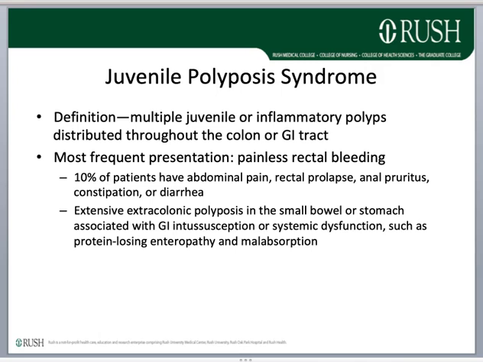Extensive and extracolonic polyposis in the small bowel or stomach may cause GI and systemic dysfunction such as intussusception, protein-losing enteropathy, malabsorption, diarrhea, or significant hemorrhage.